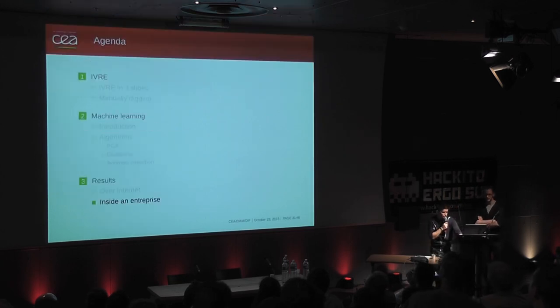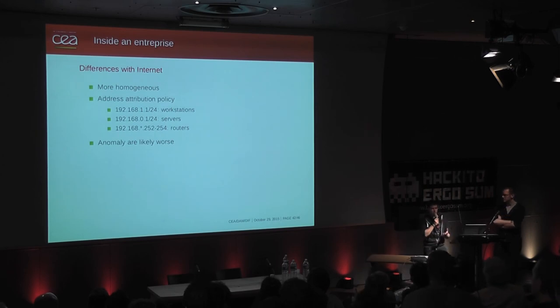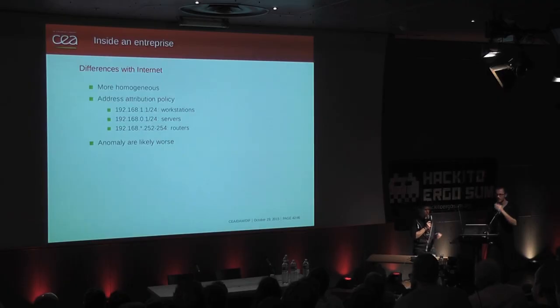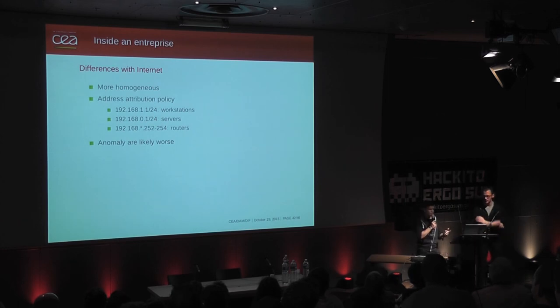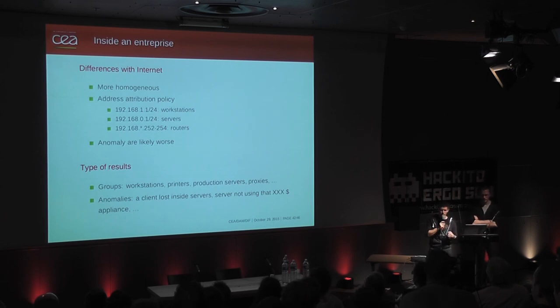So these are just results on the internet, and you can do the same inside an enterprise, but the results are quite different. Why? Because in a firm, hosts tend to be more homogeneous, because of policy inside the firm. For instance, you can have an address attribution policy with some subnetworks reserved just for workstations, others just for servers, and maybe a given byte just for routers. So when you have an anomaly, it might be very interesting. You have a server or workstation which is different from what we have in the whole enterprise. So this is not normal. This is maybe the hacker who is already here.